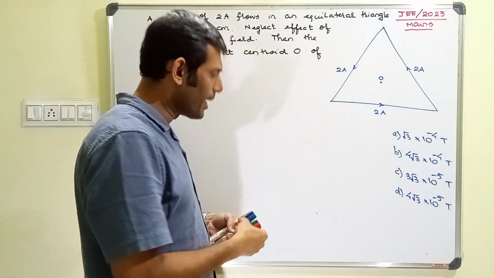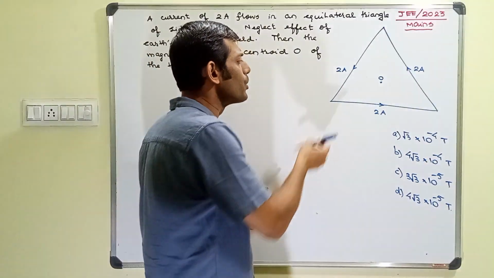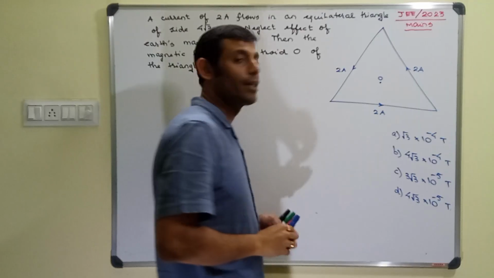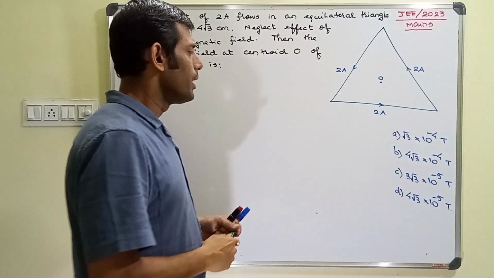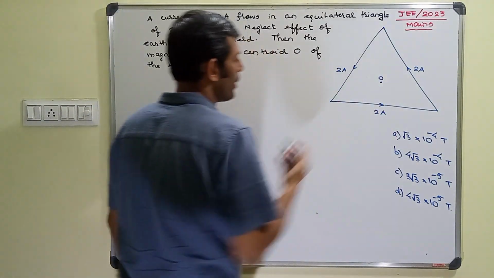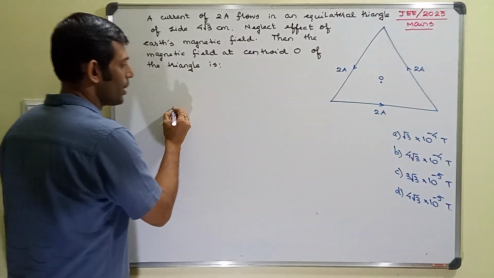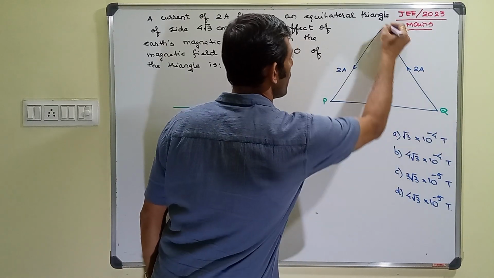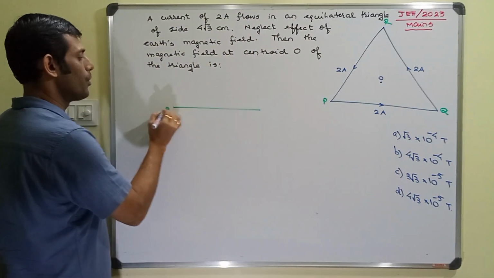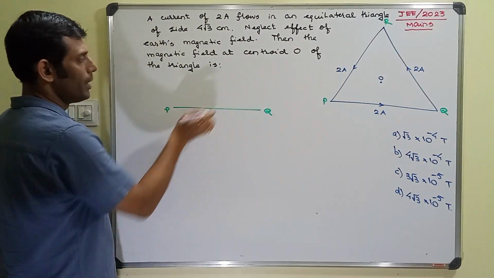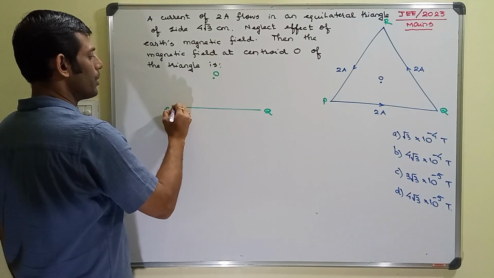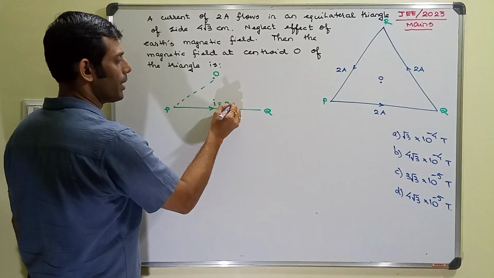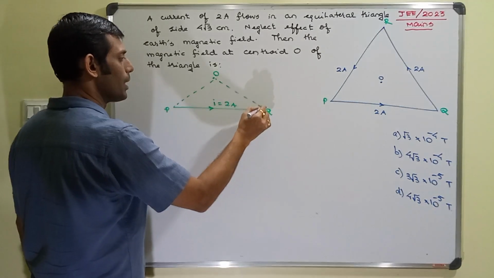The magnetic field at the centroid would be purely due to the linear current paths. There are 3 linear current paths. This would involve an idea like this. This, let's say, is a current path from P to Q, and let's say this is some R from P to Q. At this point O, let's say this is the direction of the current, I equal to 2 amperes.